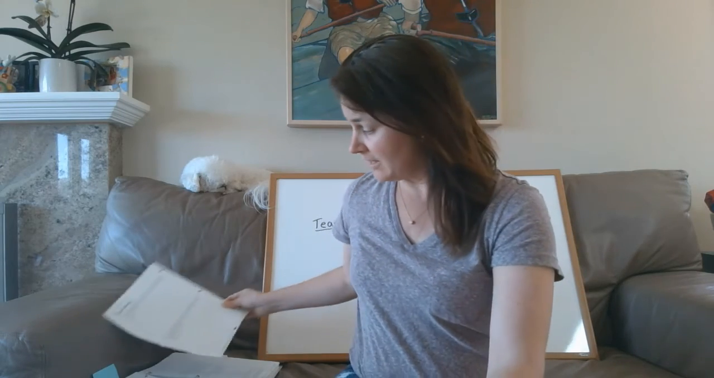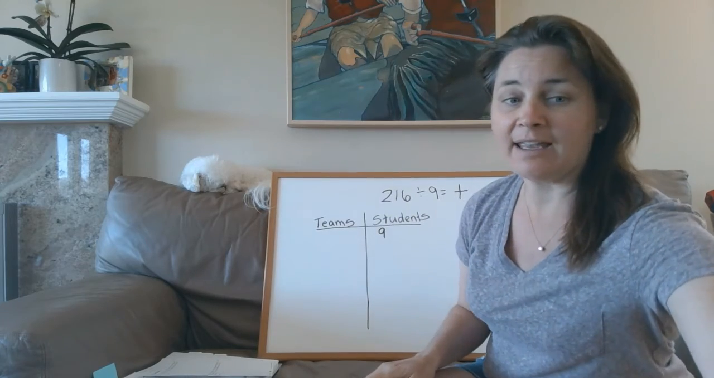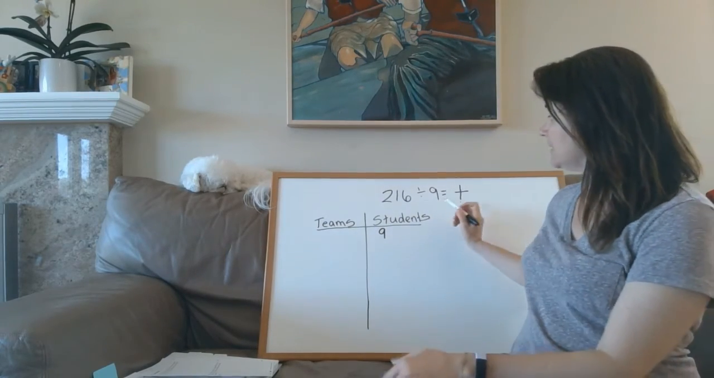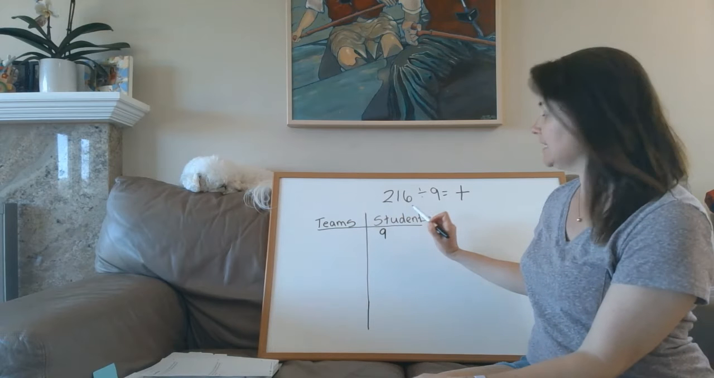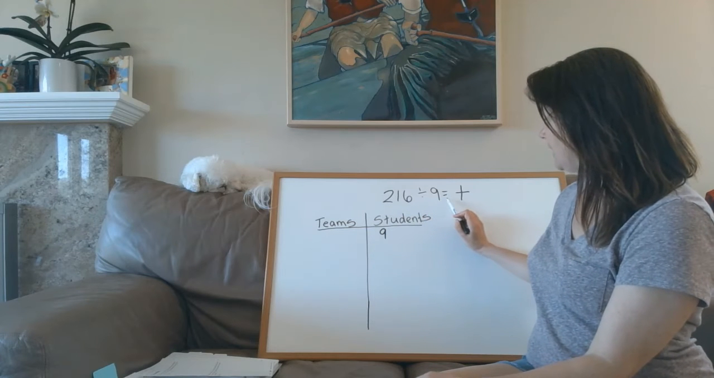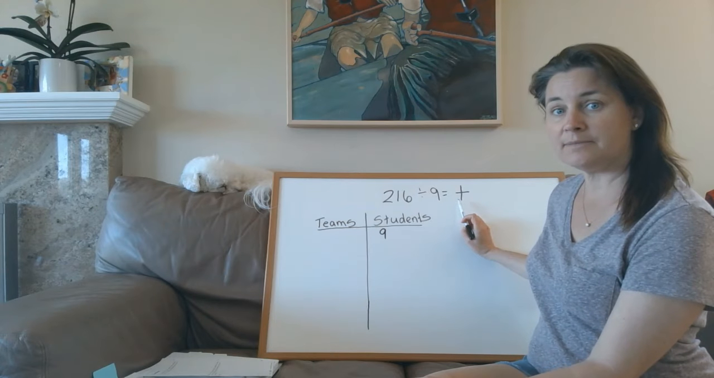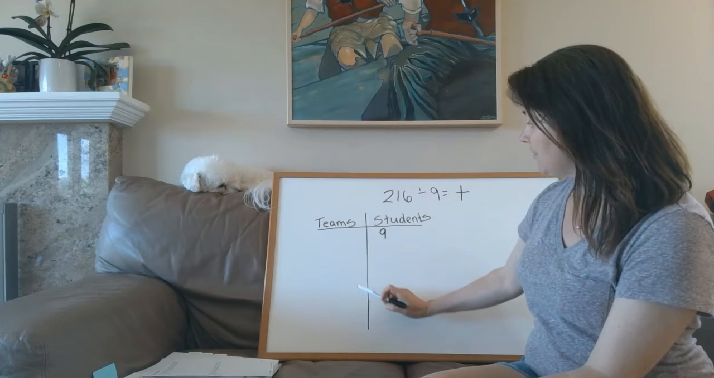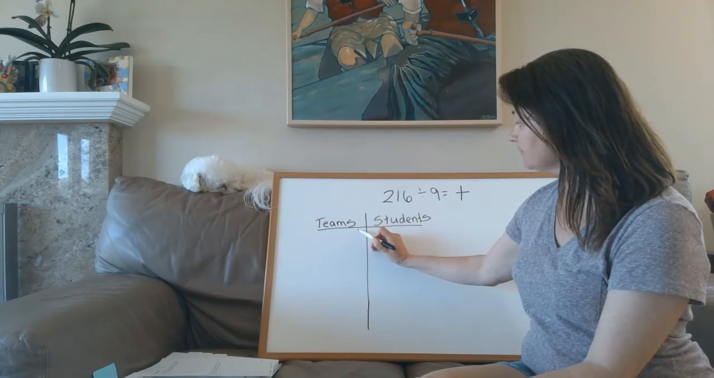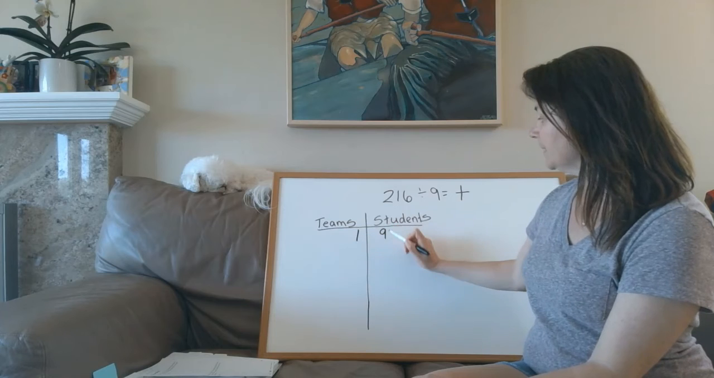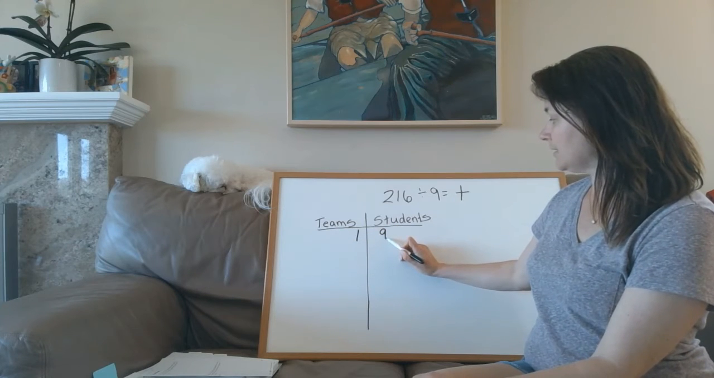So the important information here is that there's 216 students in all, and she wants to put 9 on each team. So what that looks like is 216 divided by 9 gives you how many teams? So go ahead and write 216 divided by 9 equals T for teams. And then we're going to make a ratio table with teams on this side. One team has 9 students.